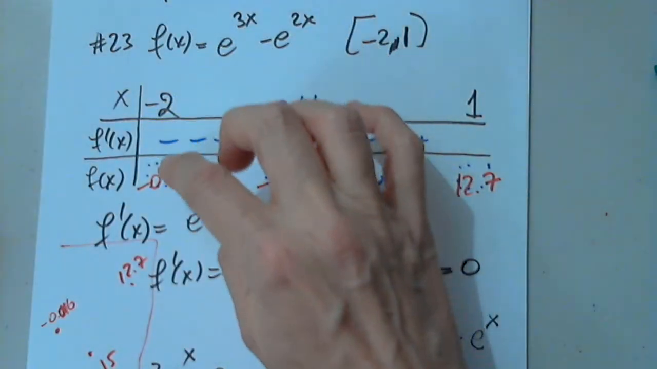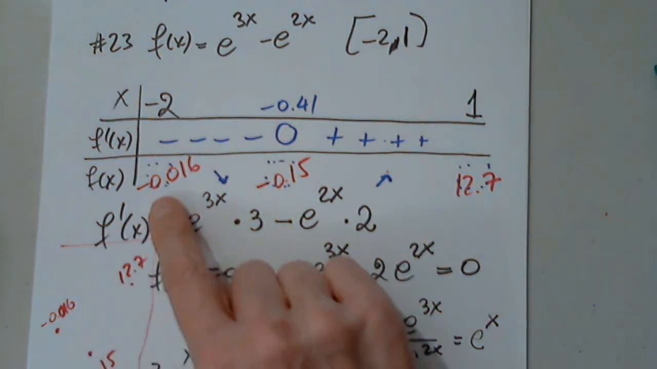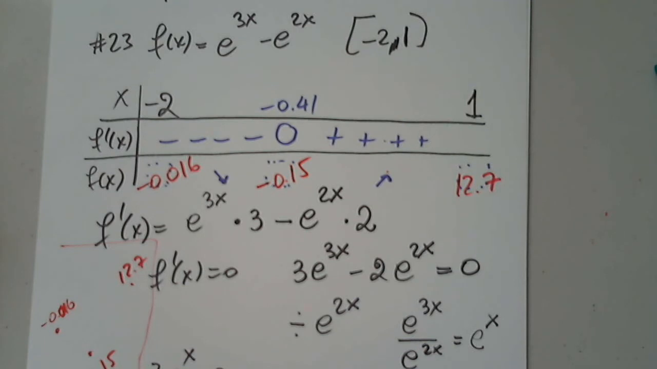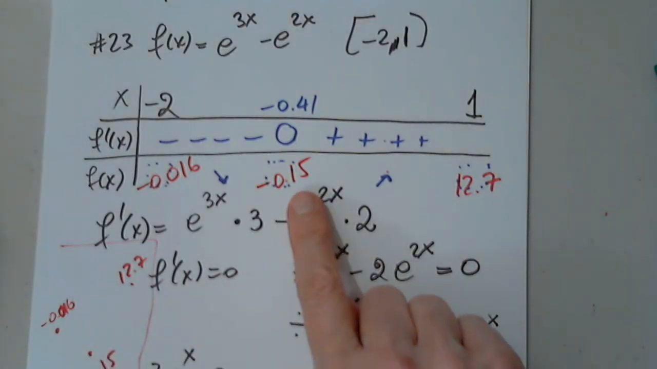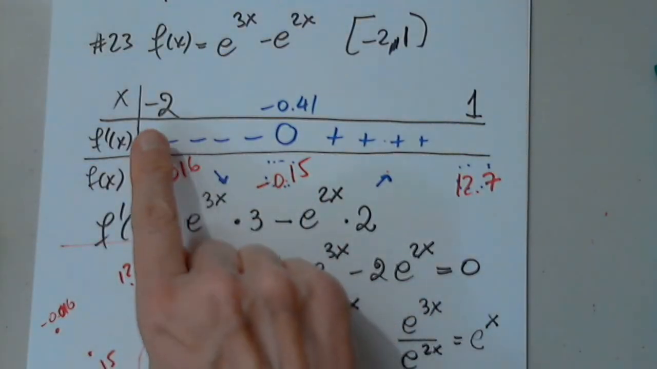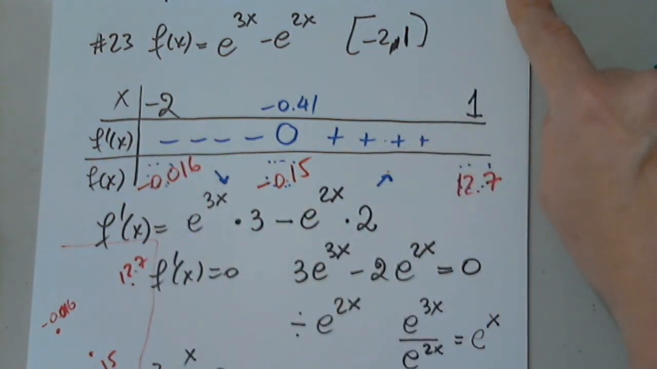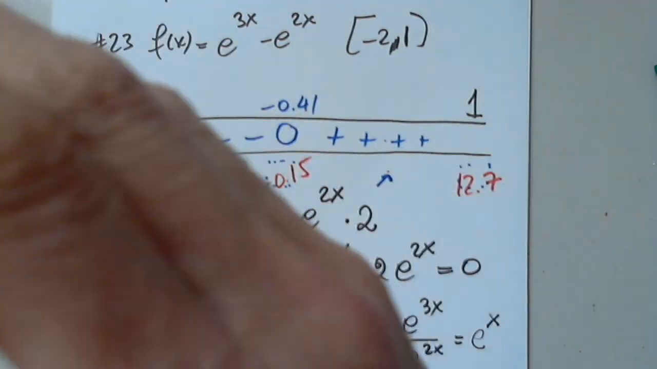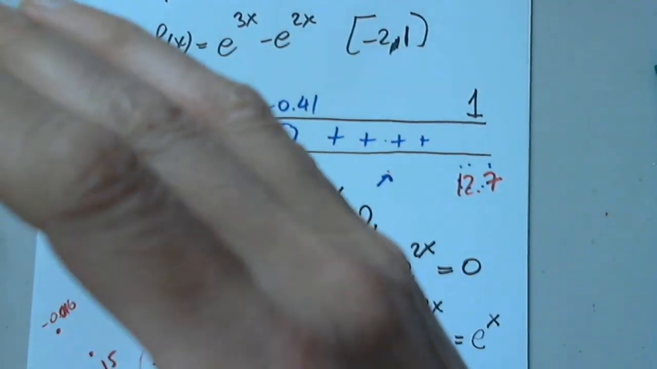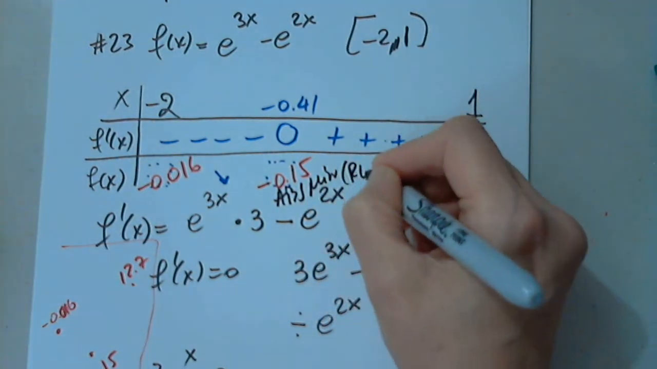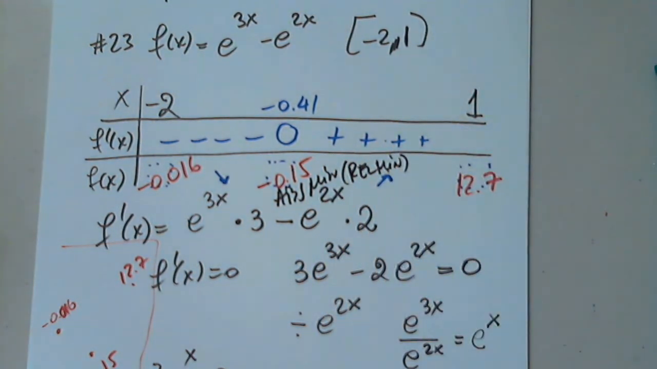So what type of point is this? -2, -0.016. Absolute min? So this is the absolute min, right? Because it's coming from above, coming to -0.15 and going to 12.7, right? So this is the absolute min and relative min. That's right here.